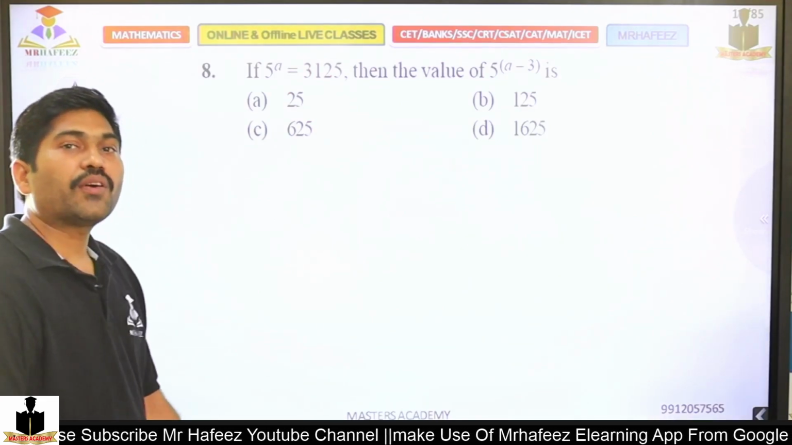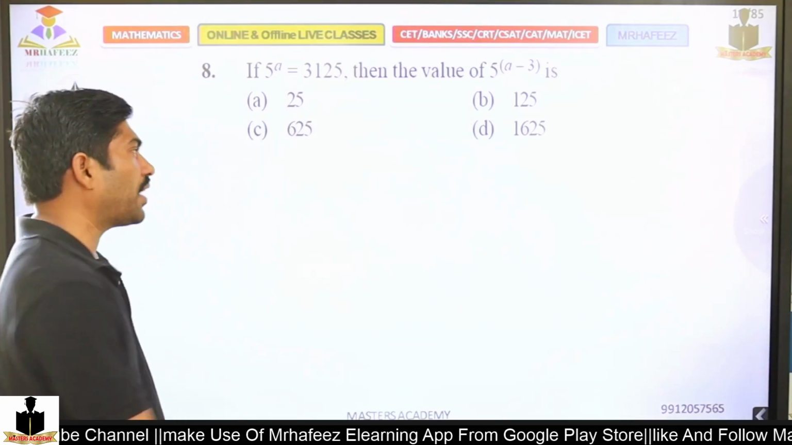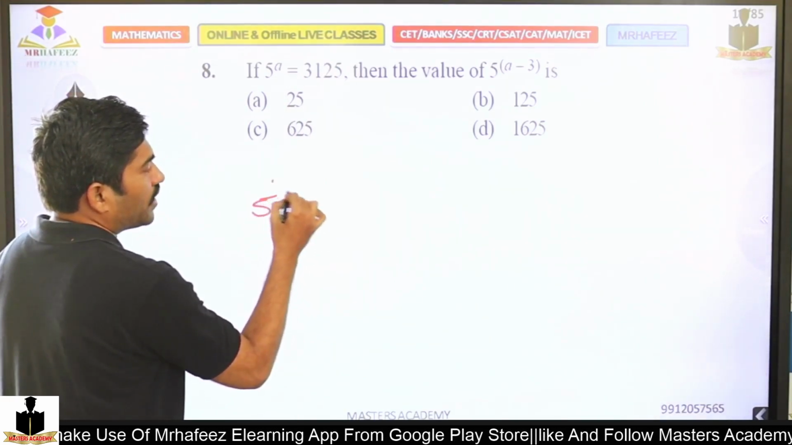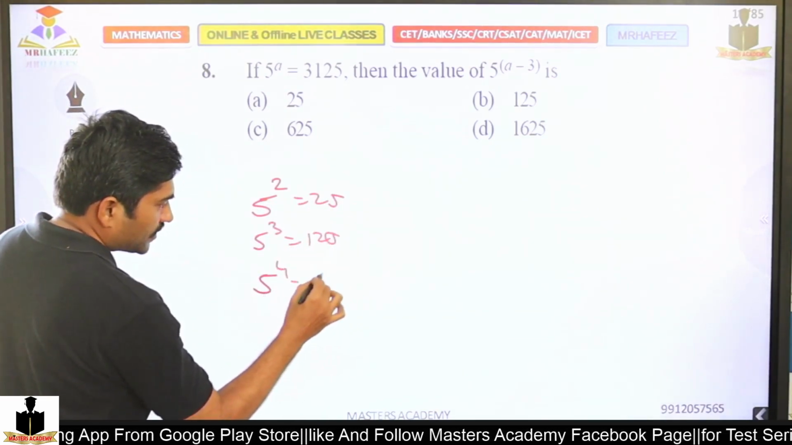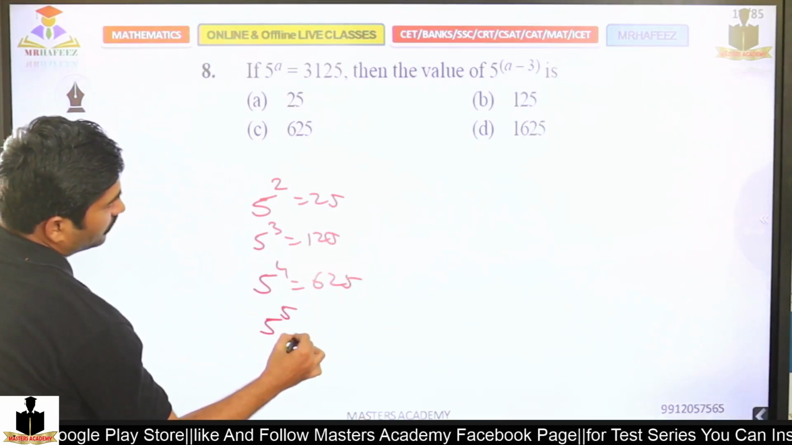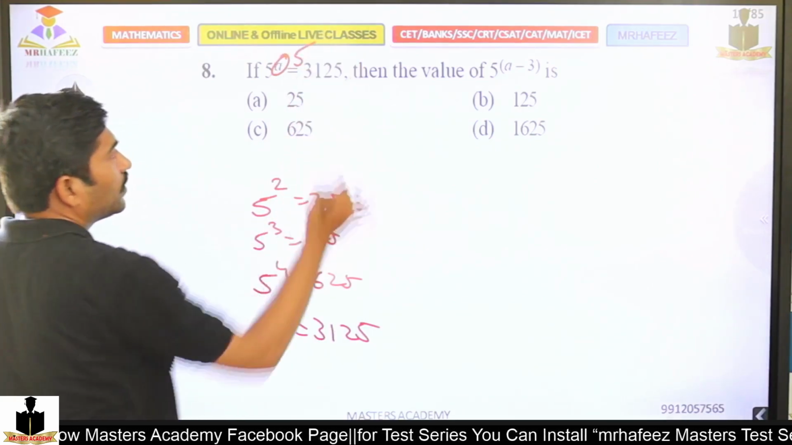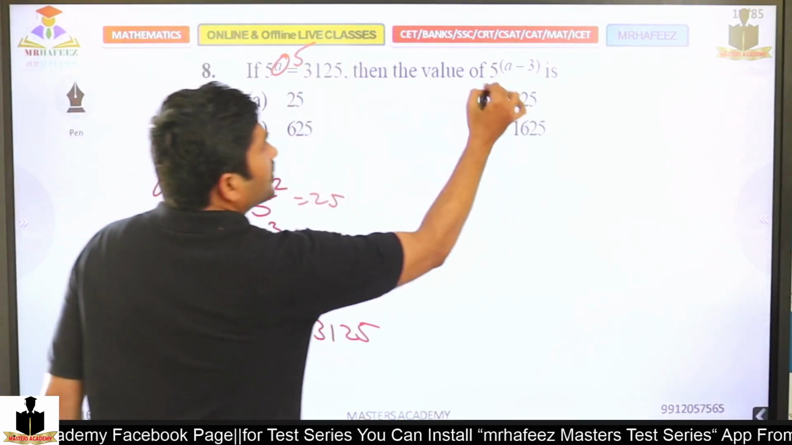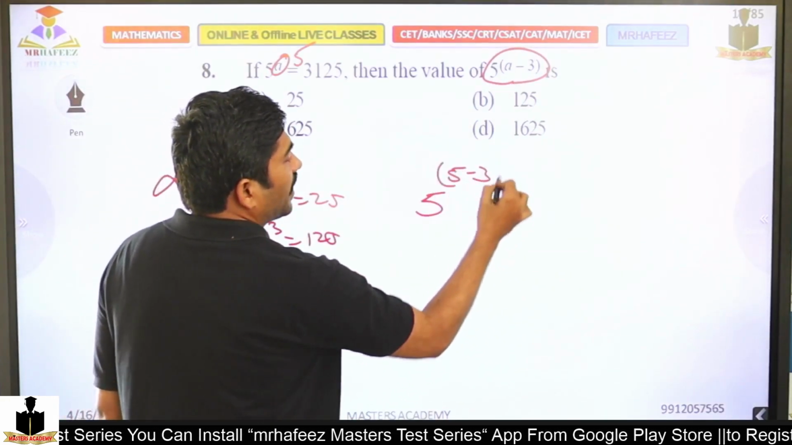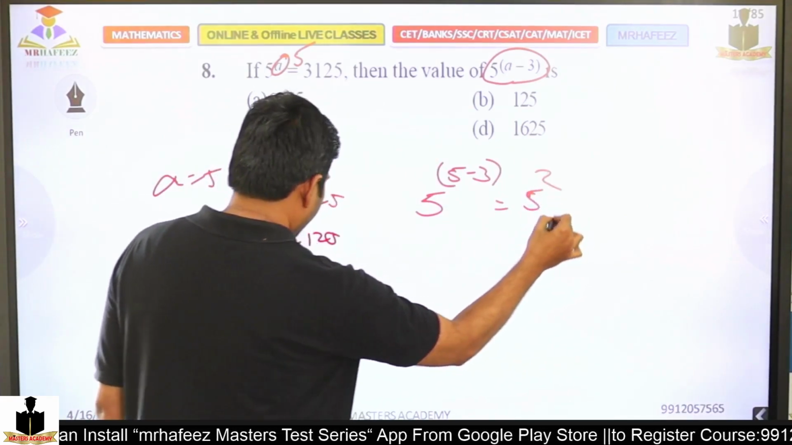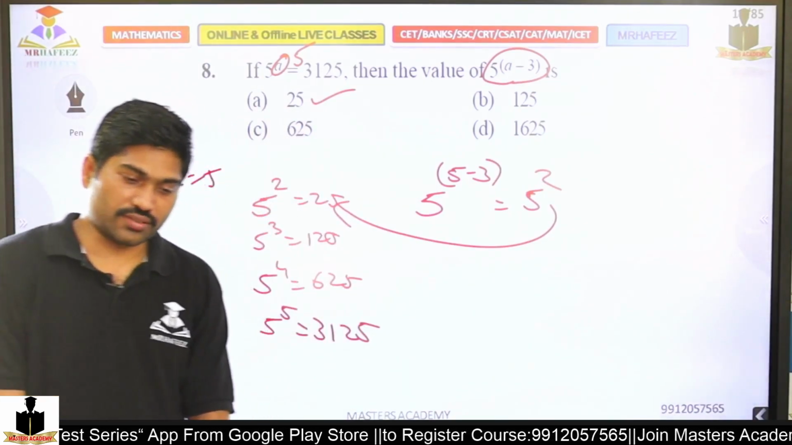A power 5 equals 5 power A equals 3125. So 5 power, you all know 5 square is 25, 5 cube is 125, 5 power 4 is 625, 5 power 5 is 3125. If you know that, the A value is 5 only. So if A value is 5, what is 5 power A minus 3? 5 power 5 minus 3 is 5 power 2. 5 square value is 25. So answer over.